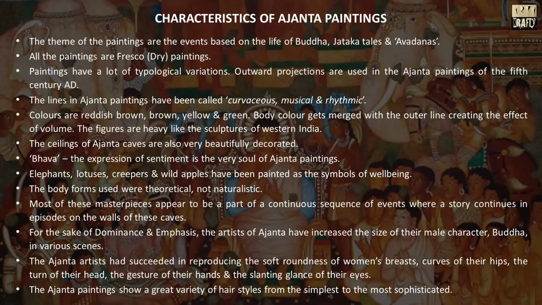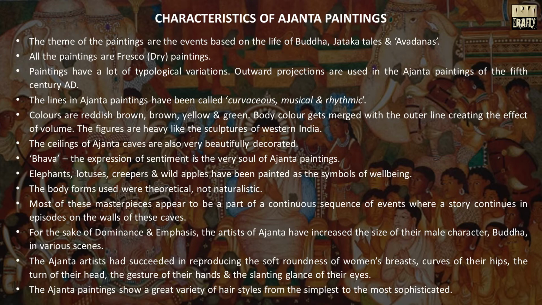Characteristics of Ajanta paintings. The themes of the paintings are events based on the life of Buddha, Jataka tales and Avadanas. All the paintings are fresco paintings on dry plaster. The lines in Ajanta paintings have been called curvaceous, musical and rhythmic. Colors are reddish brown, brown, yellow and green. Body color gets merged with the outer line, creating the effect of volume.